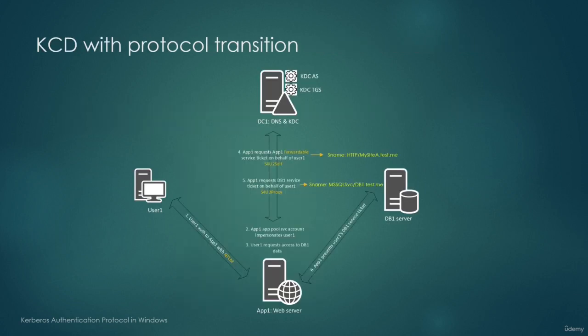Here is the authentication request flow when protocol transition is used. A user authenticates to app1 through NTLM, and the app1 service account impersonates the user for local access. The user then requests access to data on the DB1 service, and the app1 service account requests a service ticket to itself, with the forwardable flag set, on behalf of the user. Once the app1 service account obtains the ticket, it uses it to request a DB1 service ticket on behalf of the user by engaging the proxy extension. And finally, it presents the DB1 service ticket to the DB1 service, and the user gets access.